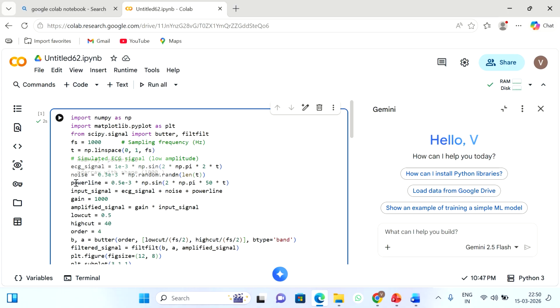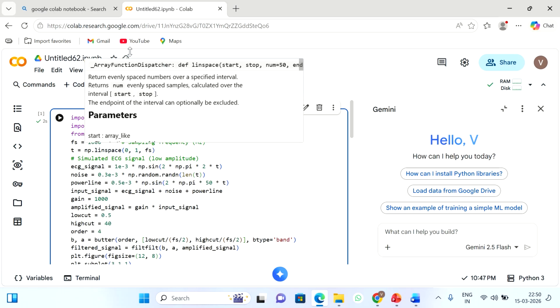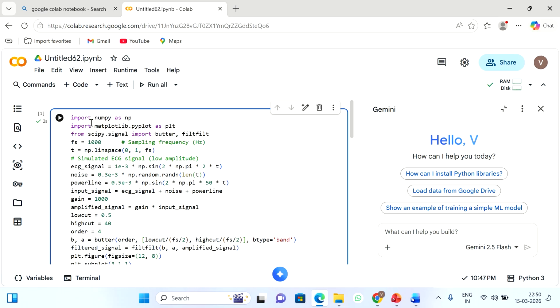So what it does: this creates the ECG signal. Previously we imported the libraries from modules, and Fs is equal to 1000 Hertz, and t is equal to np.linspace, open bracket 0 up to 1. So this interval is divided by Fs, that is 1000. So this 1 by 1000 is equal to 0.001.